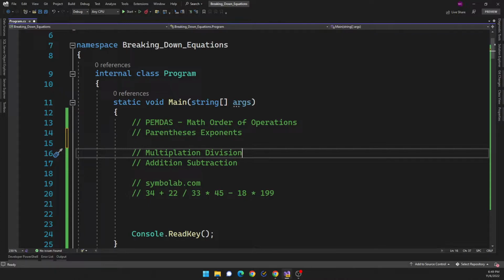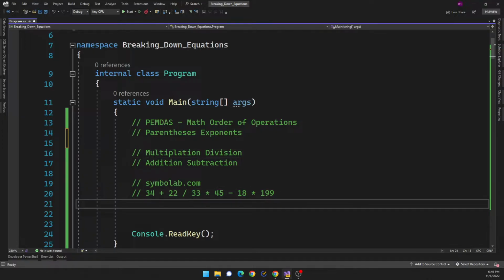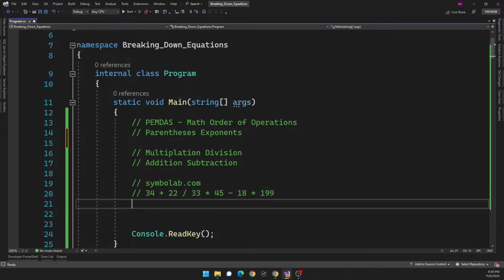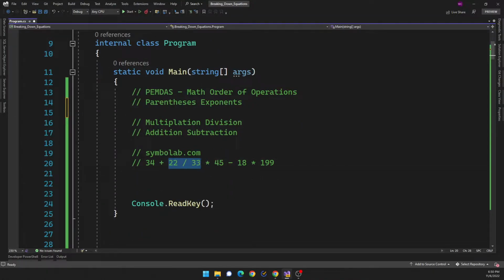So when we take a look at our equation, we're going to look at all of our symbols. We see a plus, a divide, a multiplication, a minus, and another multiplication symbol. Here we see plus is first, but it has a lower level of priority than multiplication and division. So then we move over and we find division is next. Because division and multiplication have the same level of priority, it just matters which one comes first. So we'll go ahead and perform this math operation first.